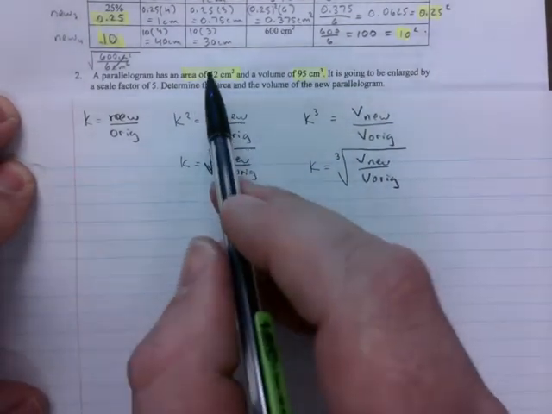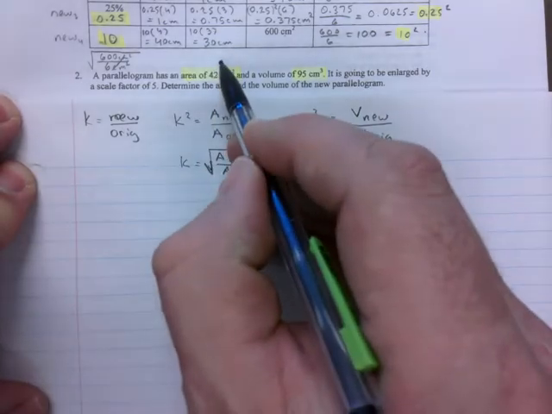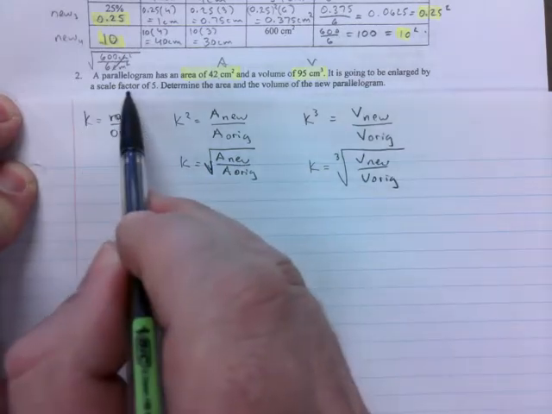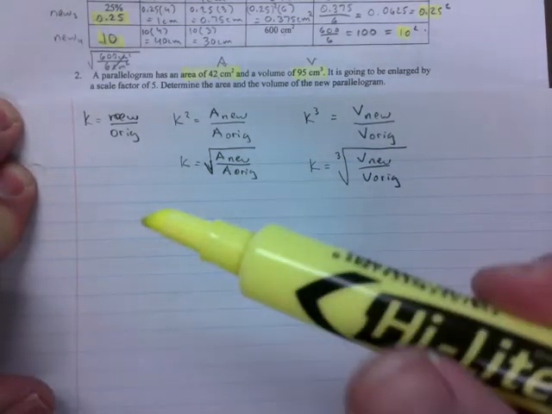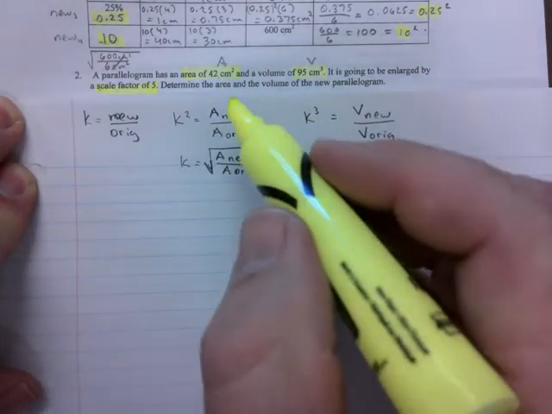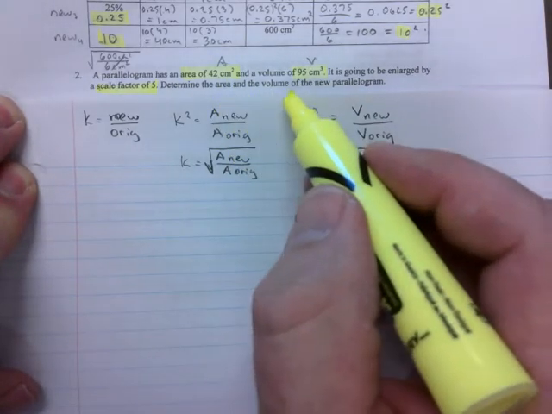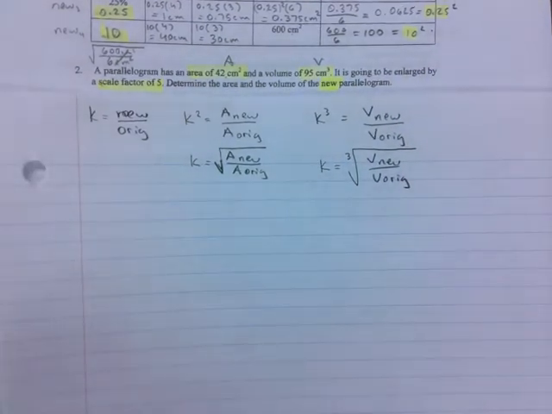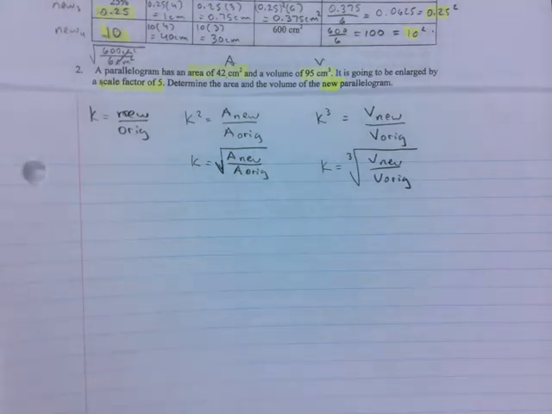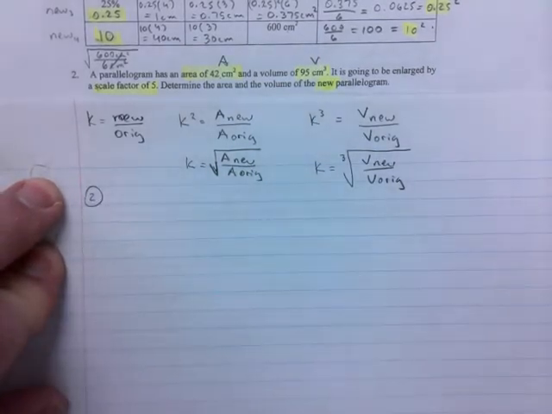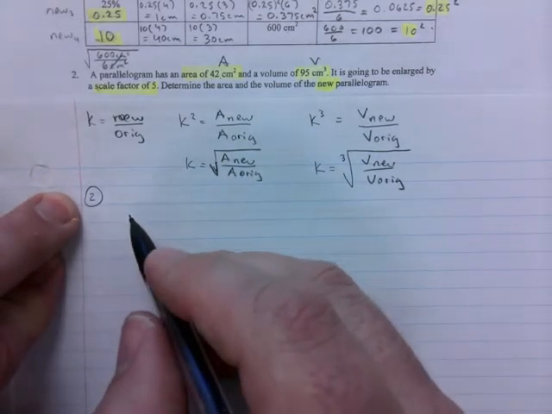So we have the area, the volume, and this is going to be enlarged by a scale factor of 5. There it is. They give you the scale factor, so you're not going to have to find it. Determine the area and the volume of the new parallelogram. So again, the wording I'm going to choose to use when it's this type of scenario is new and original. So for question 2 here, what do I have?